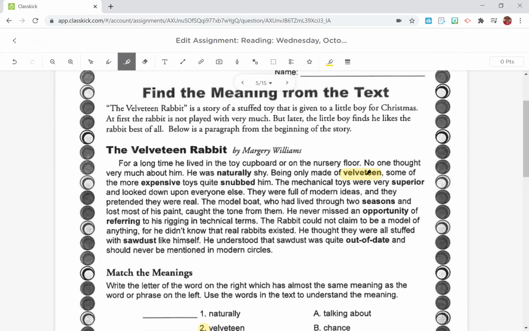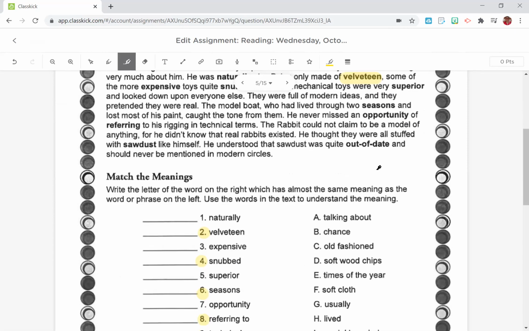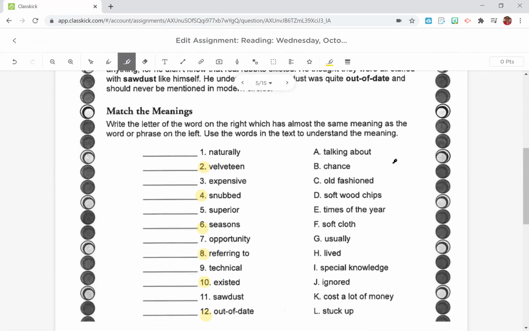Being only made of blank, some of the more expensive toys quite snubbed him. So velveteen has to be something that this rabbit is made out of. It's describing the rabbit. So let's see if any of our definitions match that. Talking about change, old-fashioned, soft wood chips, time of the year, soft cloth, usually lived, special knowledge, ignored, cost a lot of money, and stuck up.